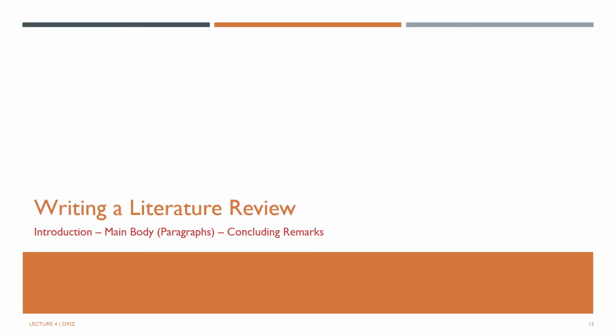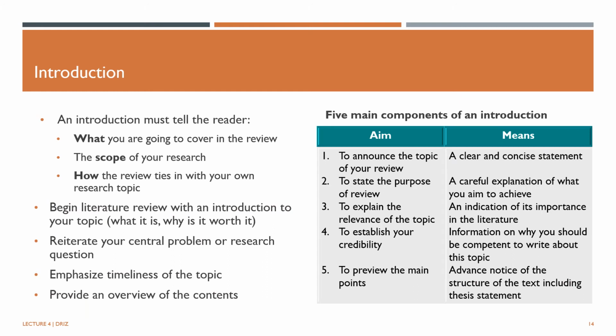Now we will look at the three basic components of a literature review in more detail. As mentioned before, there are three parts to a literature review chapter: the introduction, the main body, which consists of paragraphs, and concluding remarks. The introduction part of a literature review must tell the reader what you're going to cover in the review, the scope of your research, and how the review ties in with your own research topic.